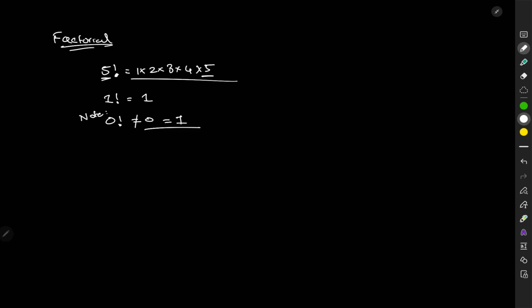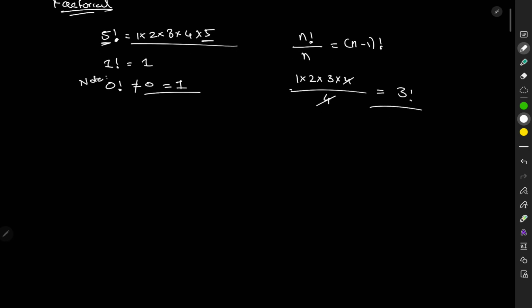And some of the properties of factorial, like n factorial divided by n will give n minus 1 factorial. What I mean is, 3 multiplied by 4, right? So this is 4 factorial, and I divide it by 4. So what will I get? 3 factorial, right? So that's what I have said here. Fine.